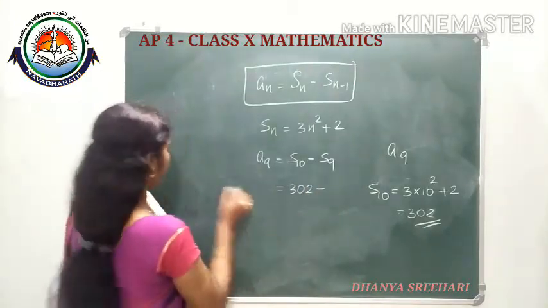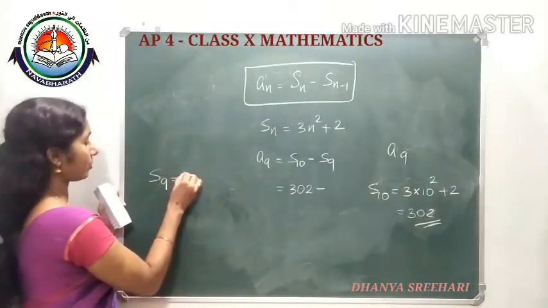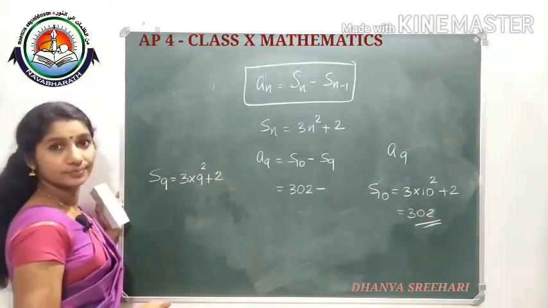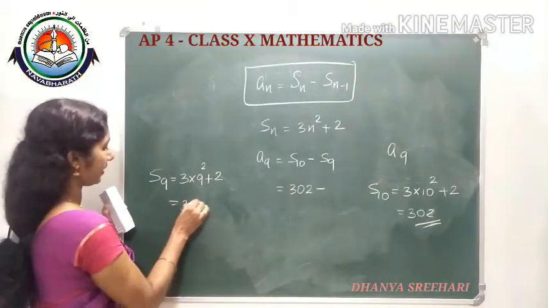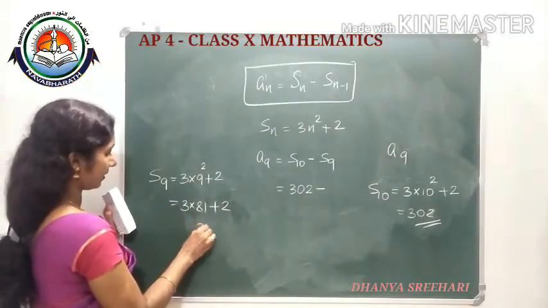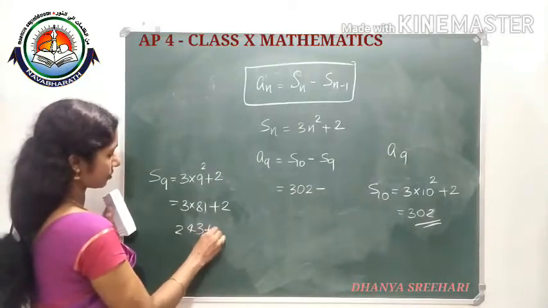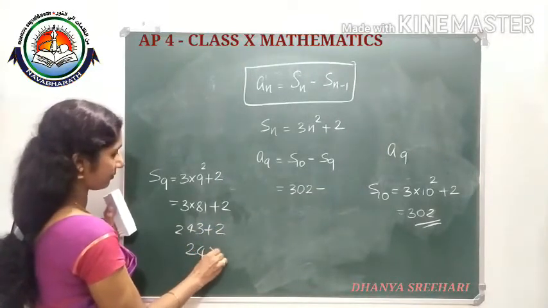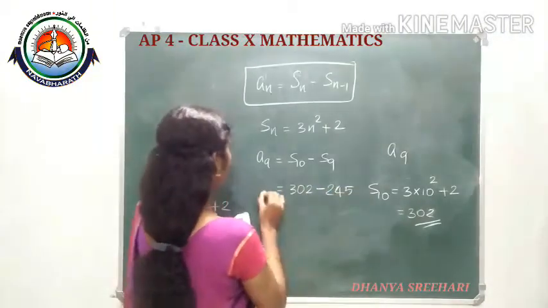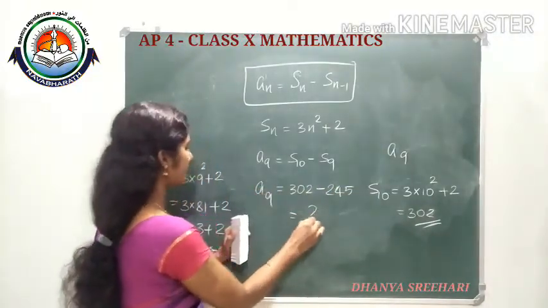For getting S9, what will we do? S9 is equal to 3 into 9 square plus 2. So it is equal to 3 into 81 plus 2. 81 into 3 is 243, plus 2, so we are getting 245. So 302 minus 245, you will get the 9th term. Its answer you can find.